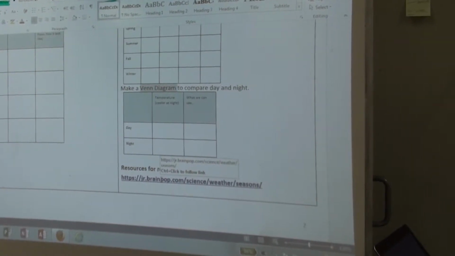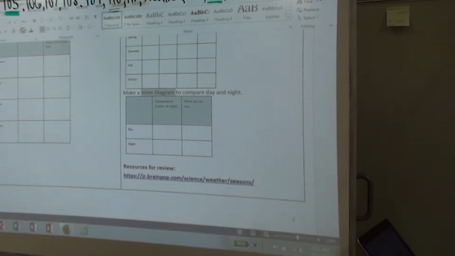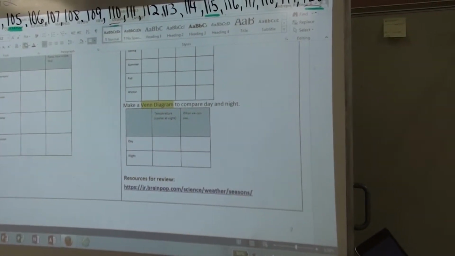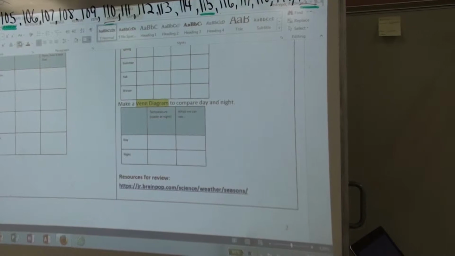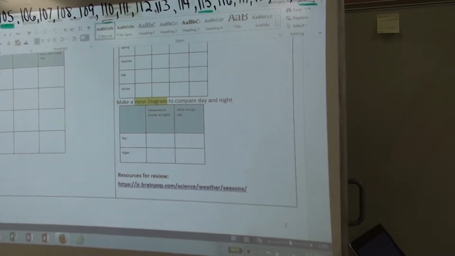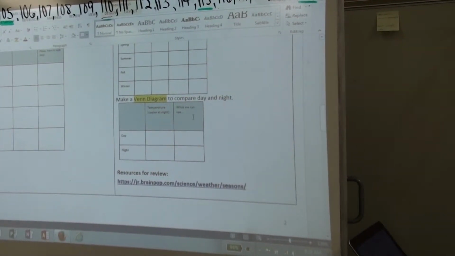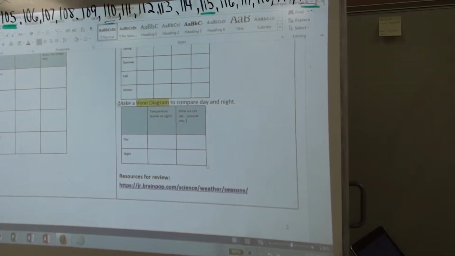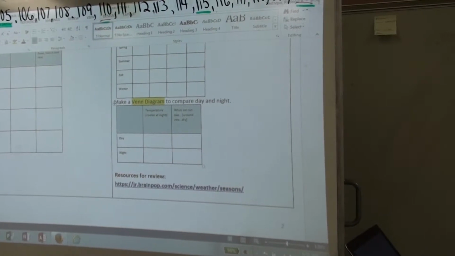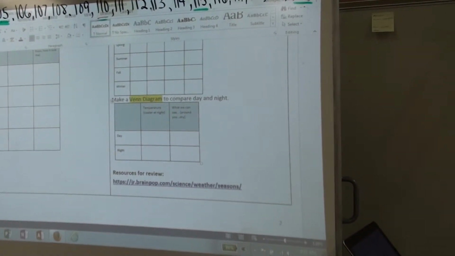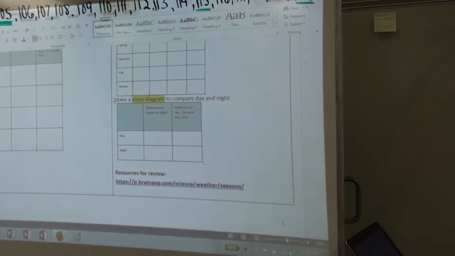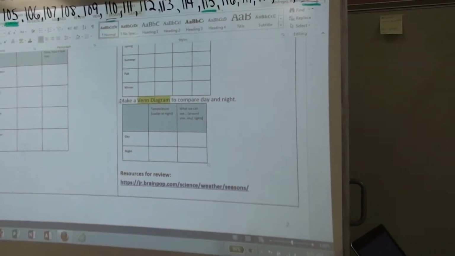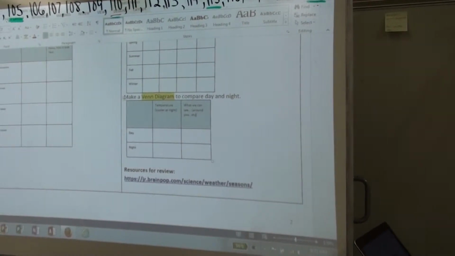So what are some things we want them to identify? The temperature, what you see in the sky, and what you see around you. Even the animals know when it's day and night. Street lights are on at night, during the day they don't have street lights. Cars have their headlights on at night versus during the day. So those are things we want the kids to be able to tell us.